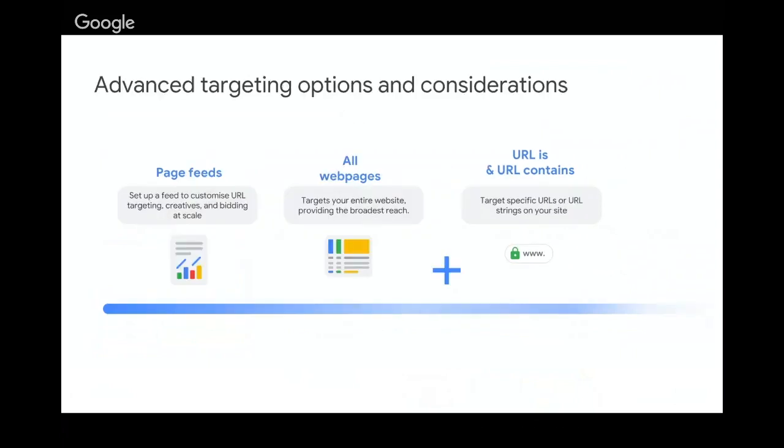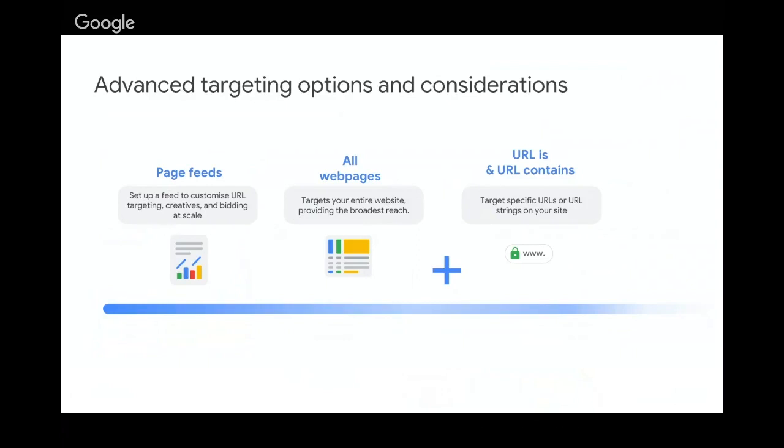Some further advanced targeting options. If you've been using DSA for a while and you're pretty comfortable with it, you can look at using page feeds. You can set up page feeds to customize URL targeting, creatives, and bidding at scale. One point of note here is that this will need to be monitored and maintained, so just be aware of that before you set this up.